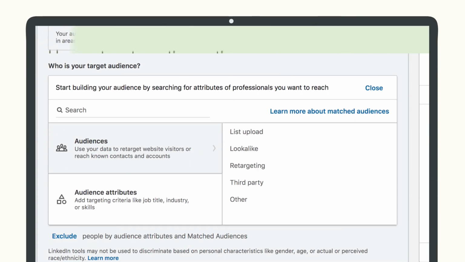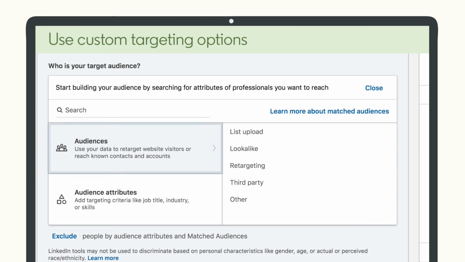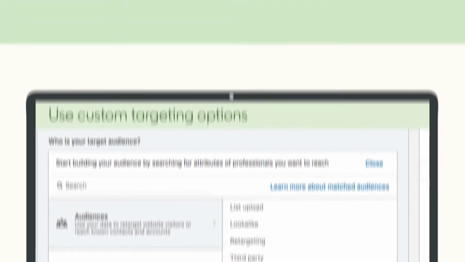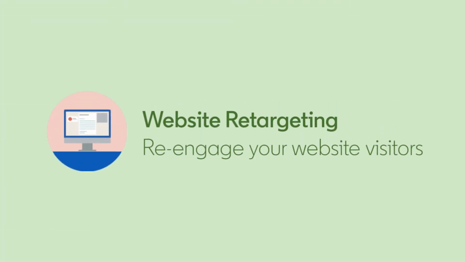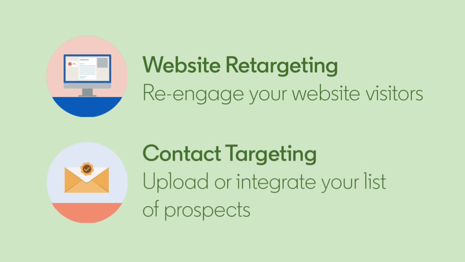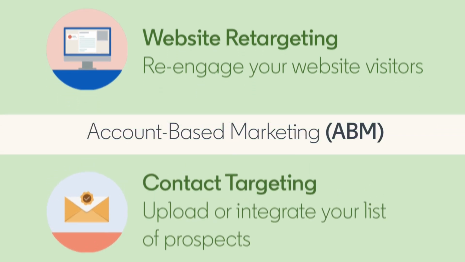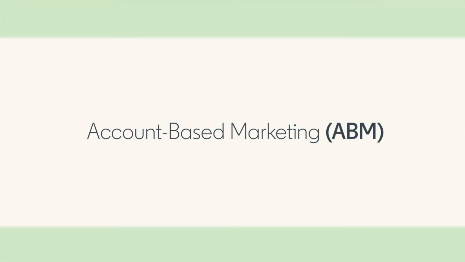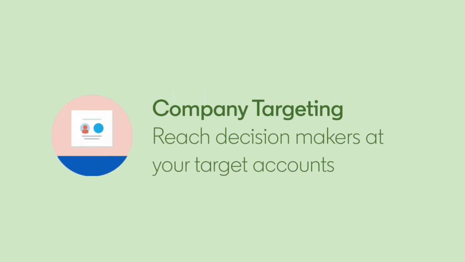You can also increase your reach with custom targeting options. Use Matched Audiences to customize LinkedIn targeting with your own business data. This set of targeting options helps you re-engage website visitors with website retargeting, nurture prospects with contact targeting, and run account-based marketing, ABM, campaigns with company targeting.